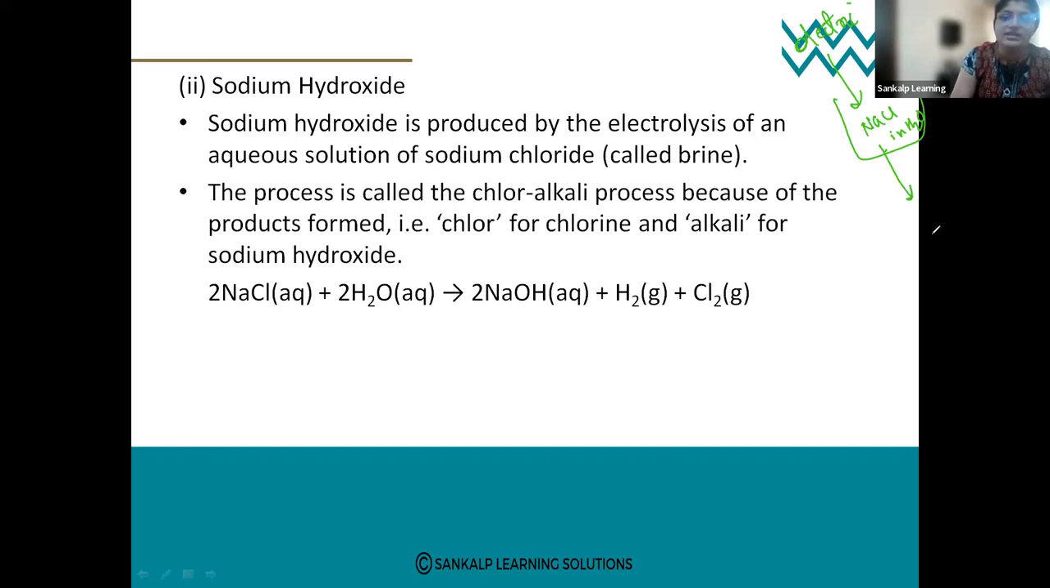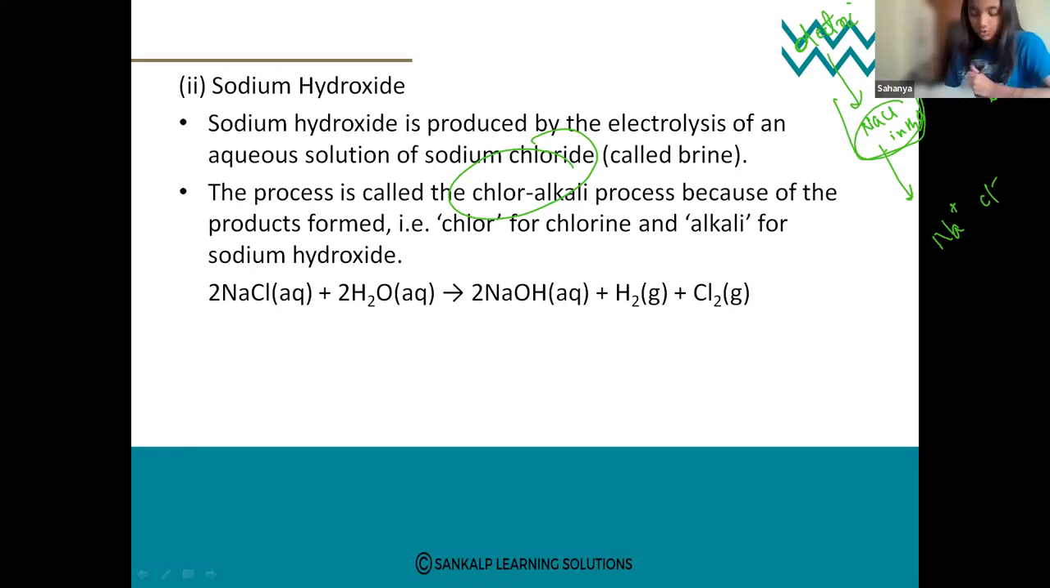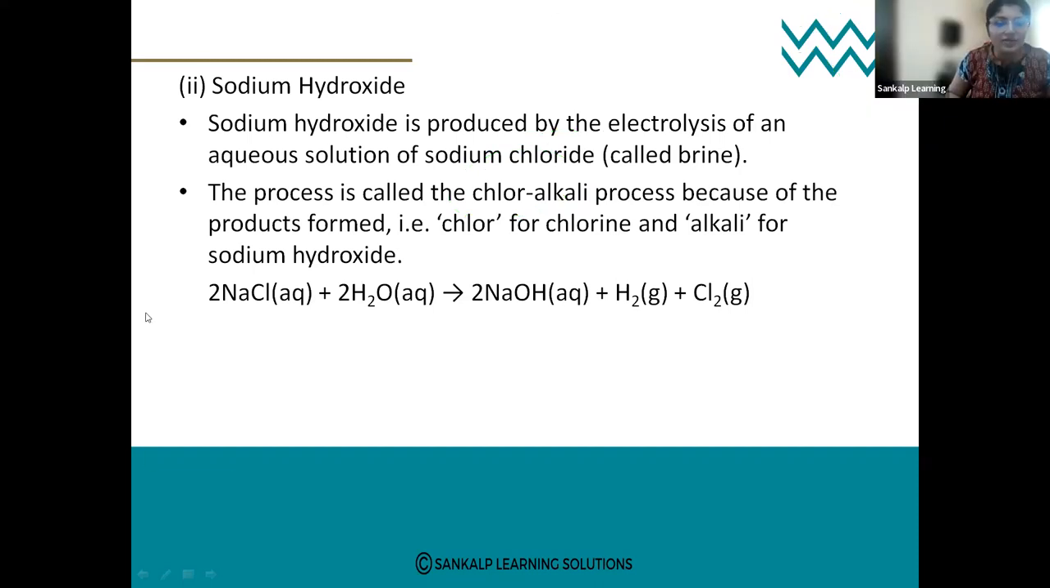Electrolysis means this NaCl will be split into Na+ and Cl-. So it forms the sodium chloride solution. NaCl solution is called the brine solution. It is called brine solution. Okay, so this is another example, sodium hydroxide.